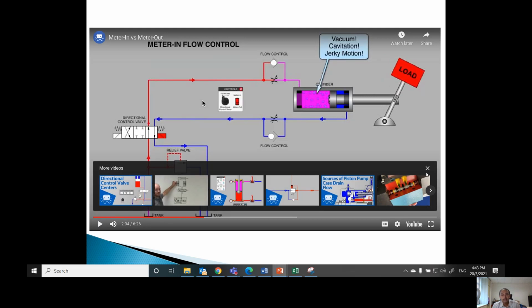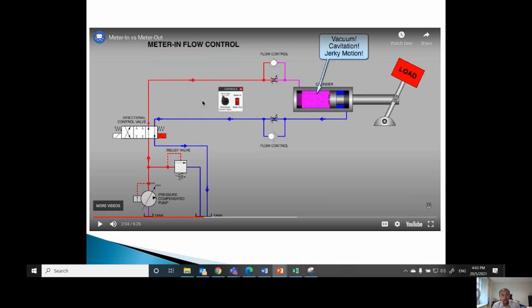So you can see this is when you have two units of one-way FCV, one connected to the blind end and one connected to the rod end. You can see how, during extension, you will have meter in because this is blocked. And then during retraction, you have meter in as well. So you have meter in both during extension and also during retraction.